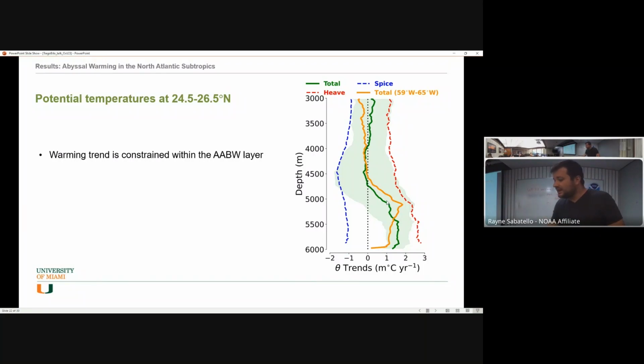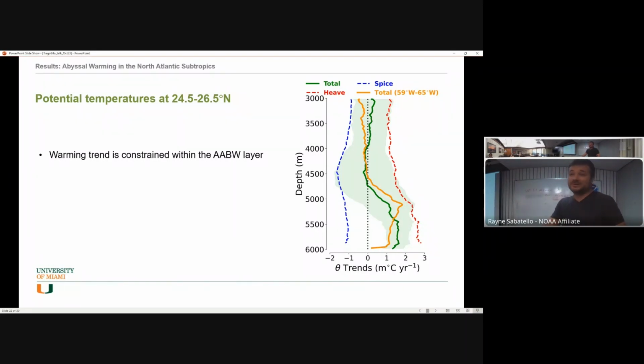And if you decompose those trends in terms of heave and spice again, the heave is the responsible mechanism for the warming. That's because the isopycnals are going down and this Antarctic bottom water layer is shrinking, that we have the warming, and not changes along isopycnals, all right? But you can see that we have spice, meaning we have cooling along isopycnals, here we have negative spice, right? It also means that we have freshening going on. So this layer is becoming warmer and fresher.